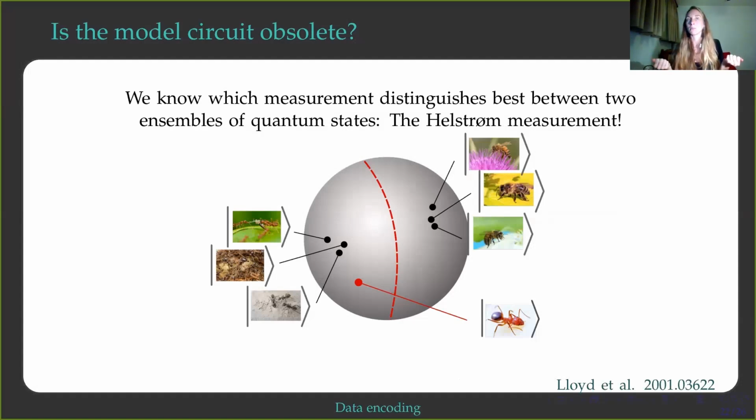It's the Helstrom measurement. There's a lot of literature on the idea that the maximally discriminating measurement is the Helstrom measurement. If you encoded your data in nice clusters, this will be an ensemble or a density matrix of states, and this will be a density matrix of other states. If you've got two mixed states, how to distinguish between them is the Helstrom measurement. This is true.